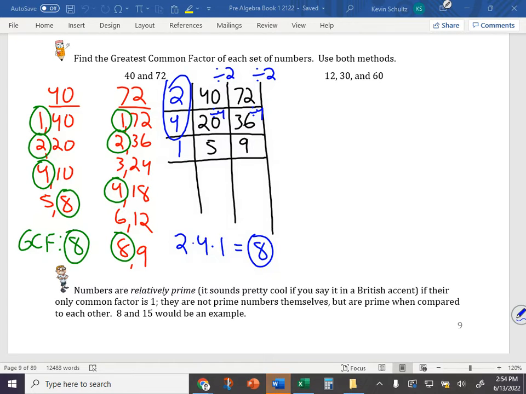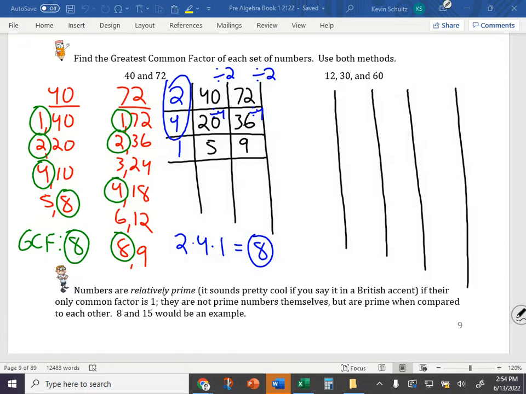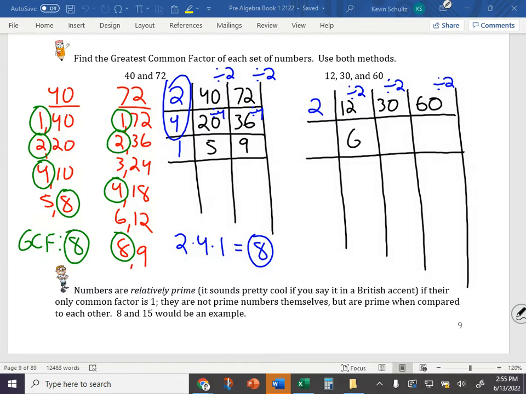And then we went ahead and we did this chart method for 12, 30, and 60. So this time we have to make another column here. And we've got 12, 30, and 60 across the top. And again, in that upper left section, we want a number that goes into all three of them. They're all even, so we'll start with 2 again. Divide each of them by 2, 12 by 2, 30 by 2, 60 by 2. And the next line of our chart, 12 divided by 2 is 6, 30 divided by 2 is 15, and 60 divided by 2 is 30.